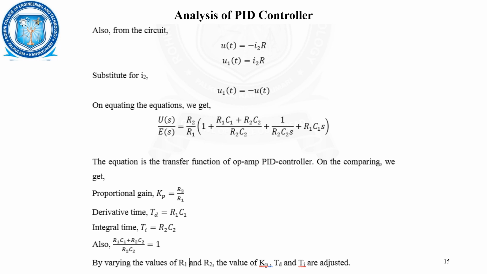Upon comparing that equation, this entire term has to be equal to 1. That is what the equation says. So let us consider 1 is 1 plus R1C1 plus R2C2 divided by R2C2 as equal to 1, the magnitude value. Thus, by varying the value of R1, R2, the value of Kp, Td and Ti can be adjusted. Thank you.